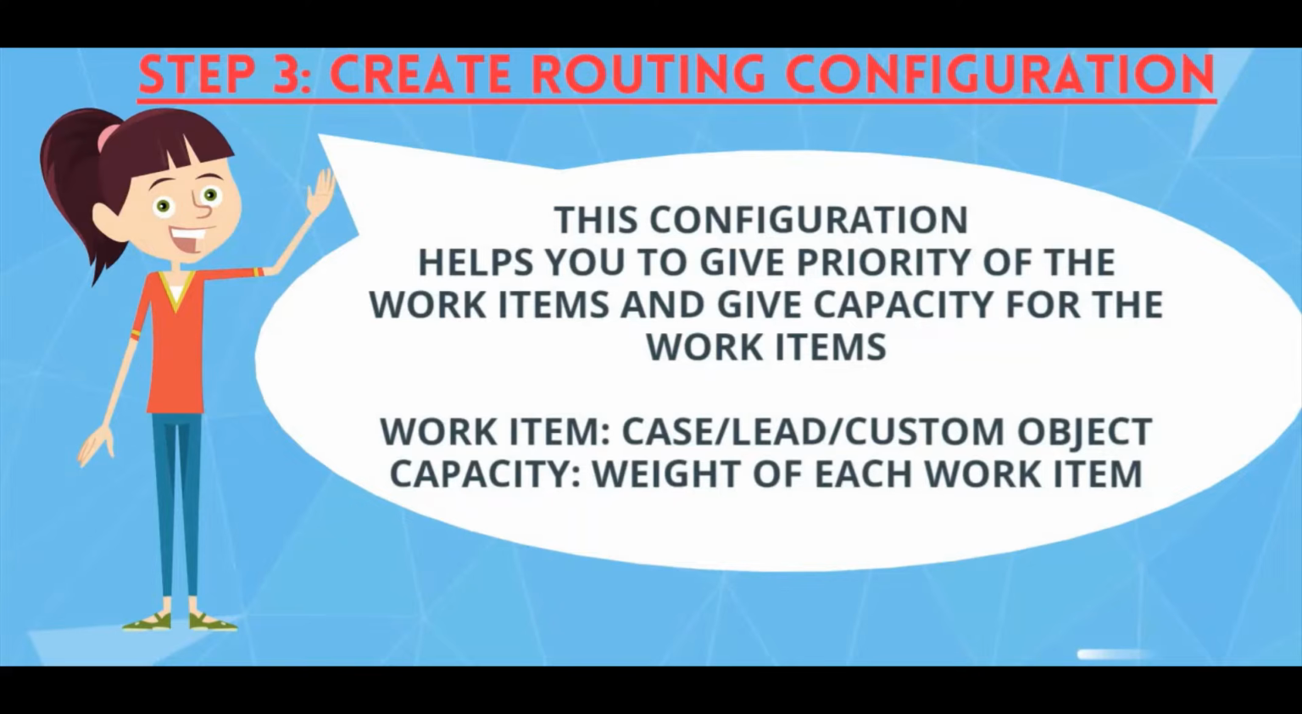This configuration helps you to give priority for the work items and give capacity for those work items. Work items in the sense any object. It can be a case or a lead or a custom object. Anything that comes into OmniChannel is a work item. So it's like a generic name. So capacity. Capacity is something like you can give the weight, or it's like a complexity for those work items.